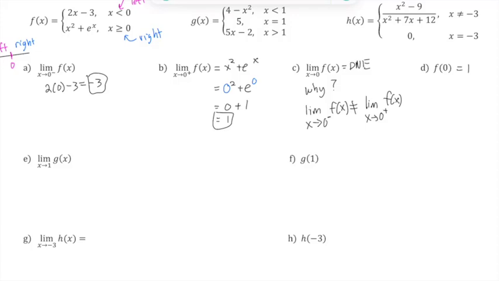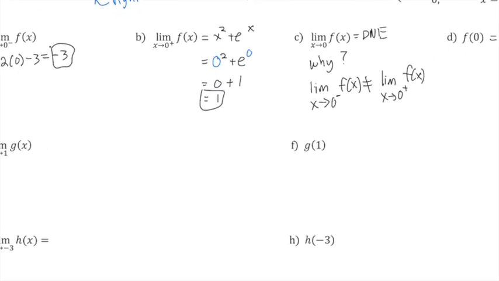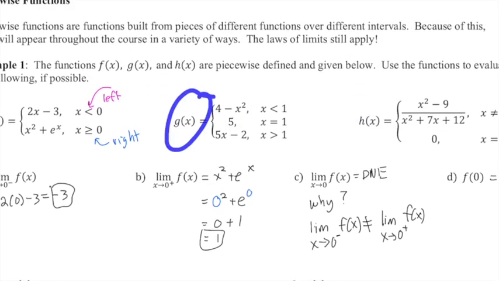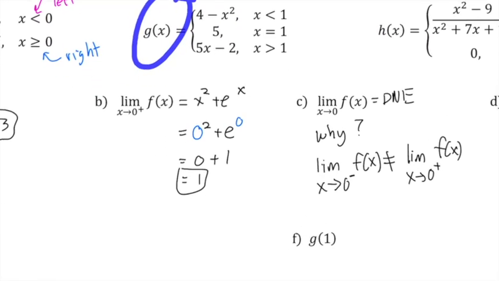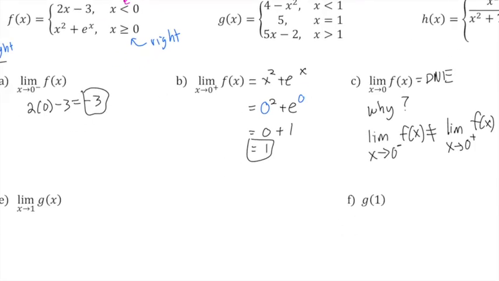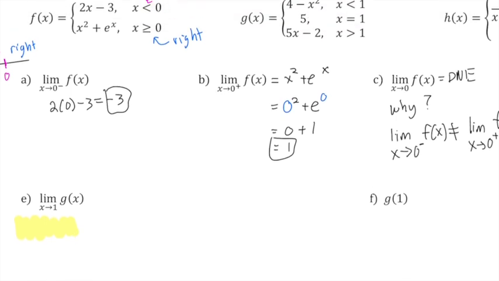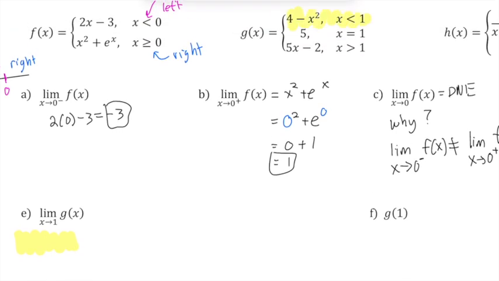Let's check g. For g, it just asks what's the limit as you approach 1. G is this equation, so we need to check the left and right hand limit. Let me highlight: this will be the left hand limit, and the right-hand limit will be this one right here. We have to check to see if these match.